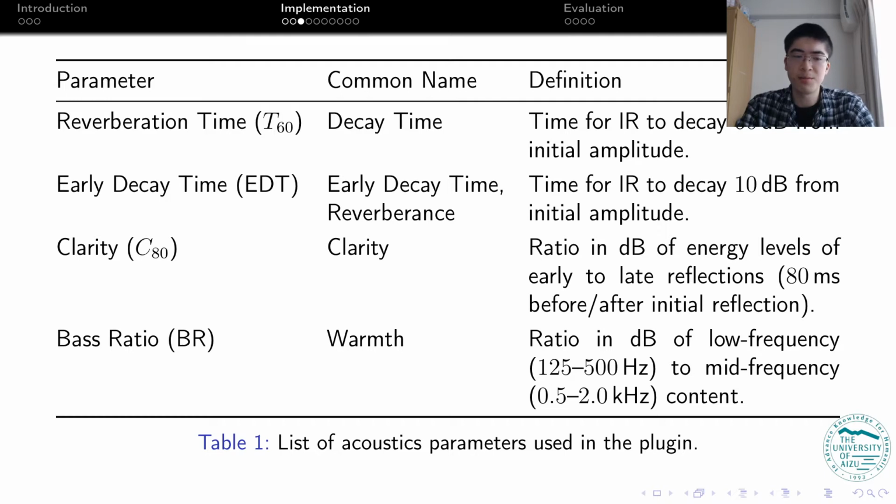Right now we're keeping it fairly simple. All I have is T60 decay time and early decay time. Basically the time for the impulse response to decay 60 decibels and 10 decibels from the initial amplitude. And then C80 clarity, which describes how prominent the early reflections are compared to the late reflections. And bass ratio, or warmth, which controls the balance of frequency content in the reverberations.